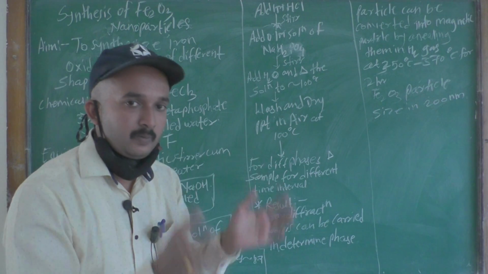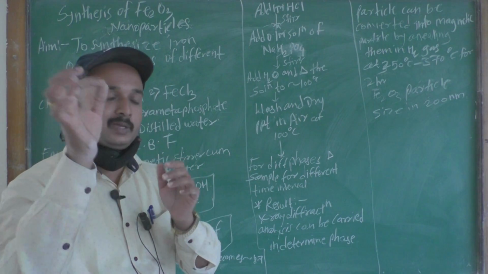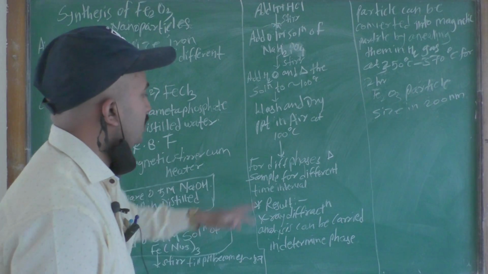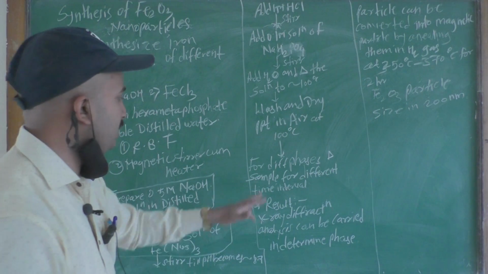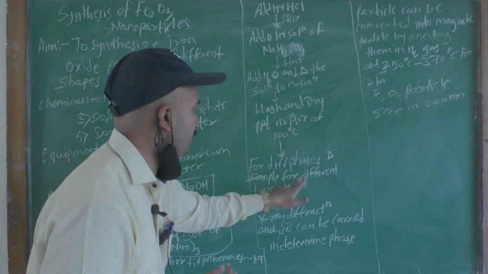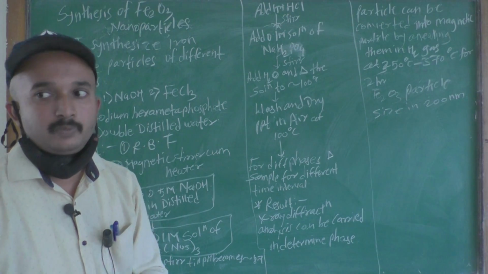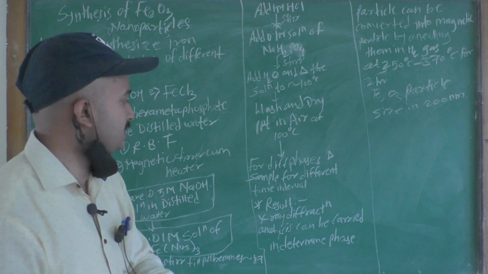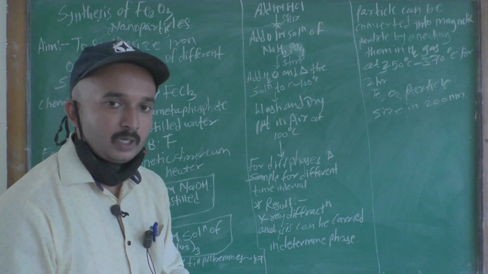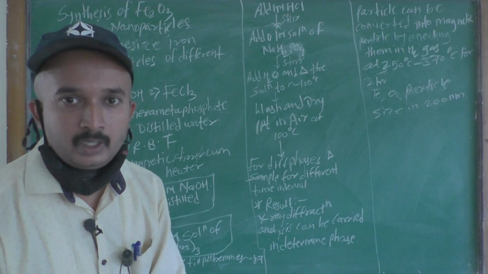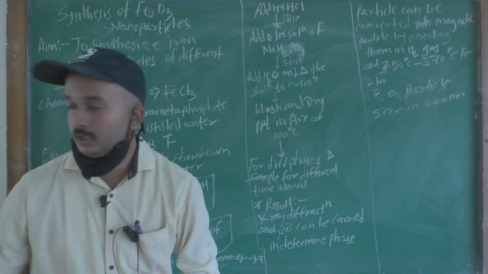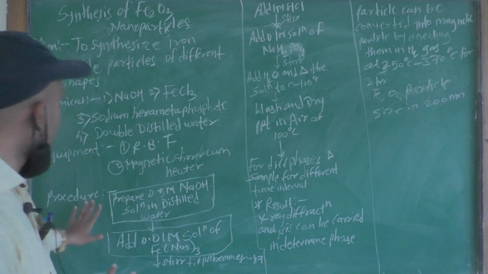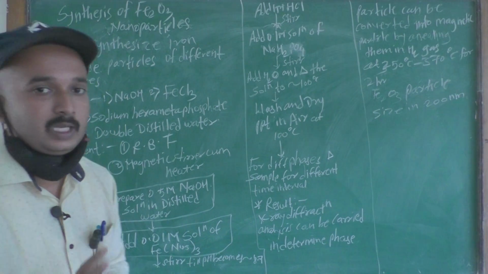In this compartment, the temperature condition of the drying is about 100 degrees Celsius. Then, for different phases, you heat the sample for different time intervals. You take different samples and heat each for a different time interval. This is all about the procedure of the synthesis of Fe2O3 nanoparticles.